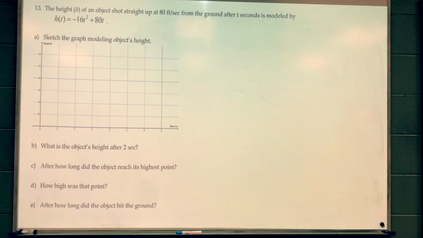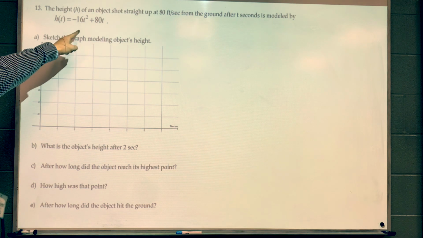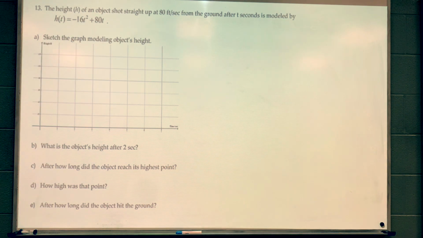All right, number 13. The height h of an object shot straight up at 80 feet per second from the ground after t seconds is modeled by this: h of t is equal to negative 16t squared plus 80t. Sketch the graph. Okay, so then answer these questions.